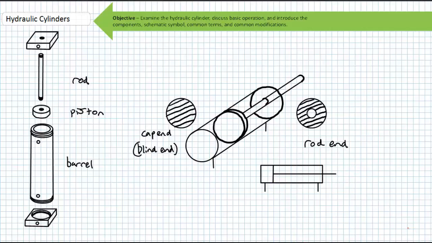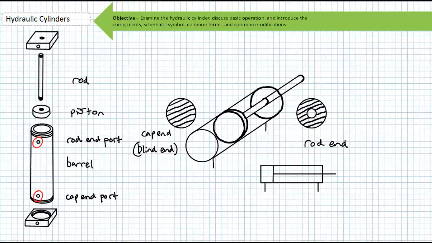What's doing the pushing is pressurized flow being input to either the cap end or the rod end via ports. Ports are like little doors or portals into the barrel. Since there are two ends to the piston, the cap end and the rod end, there are two ports. The cap end port and the rod end port.